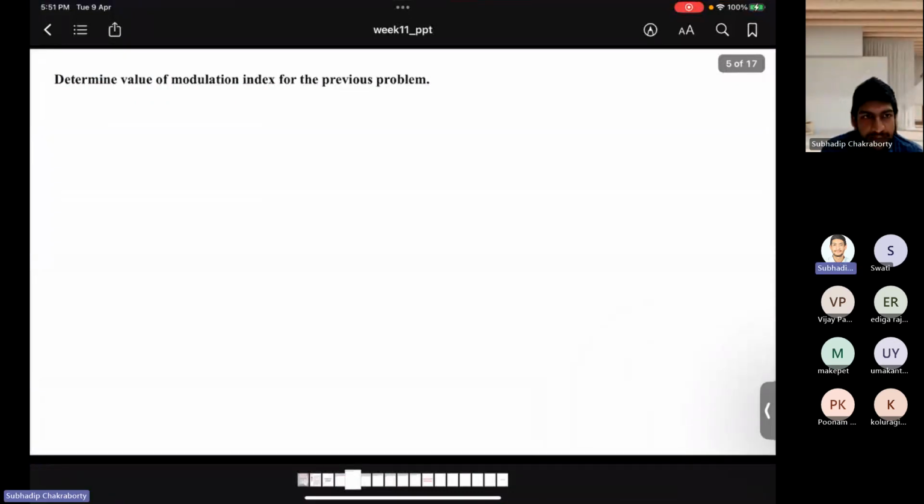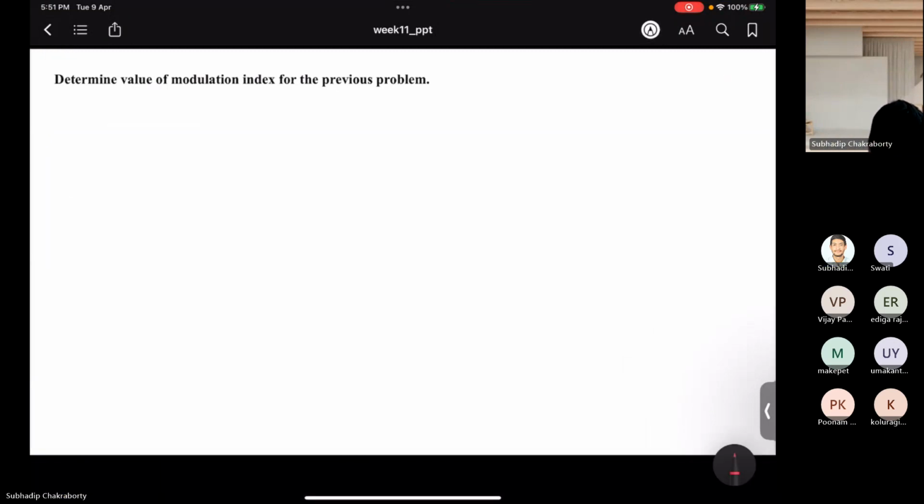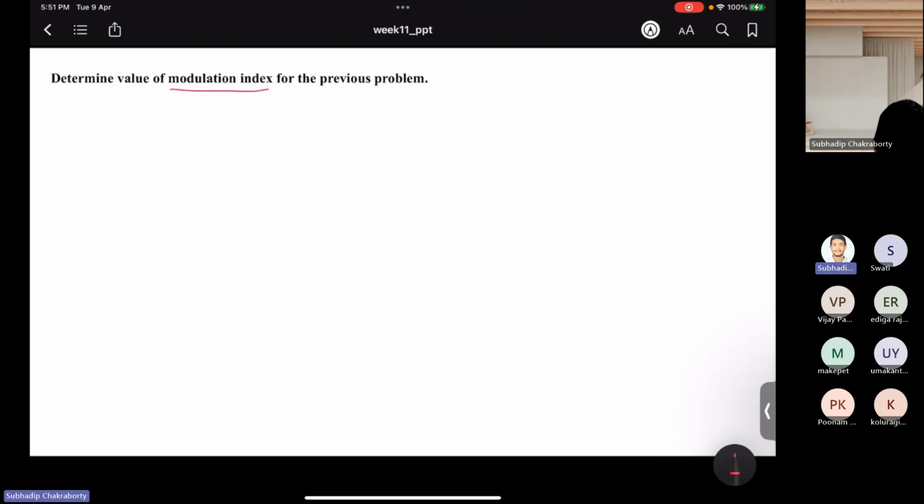So now for the previous problem, can any one of you determine the modulation index? That is what is asked. So any one of you know modulation index? What is the definition of modulation index for a converter? Yes, I want some answers. Hello.